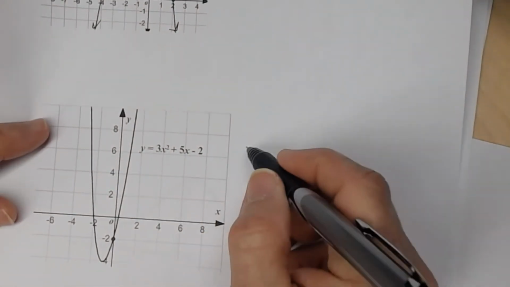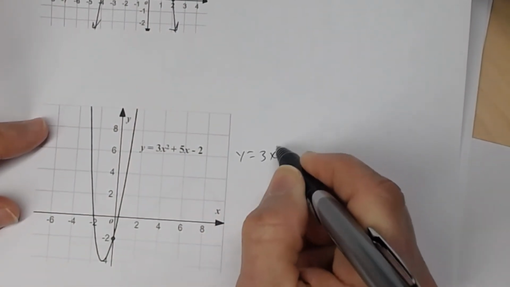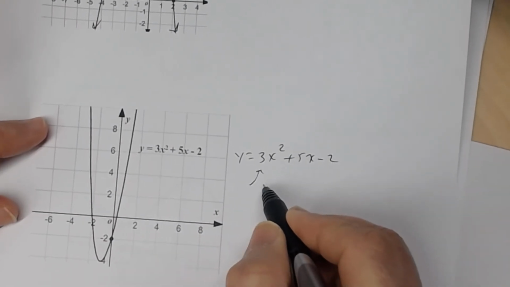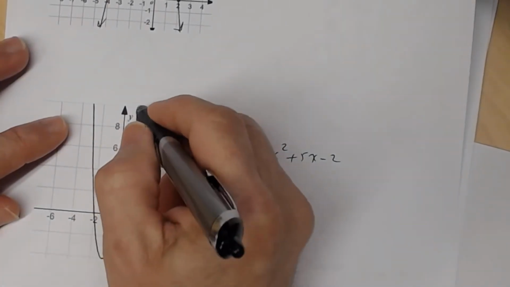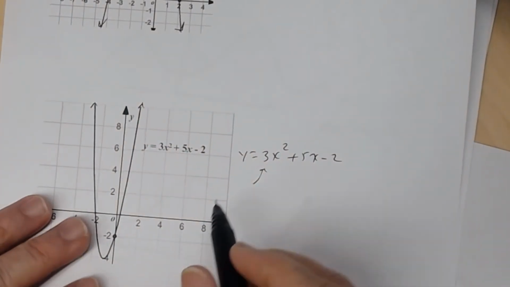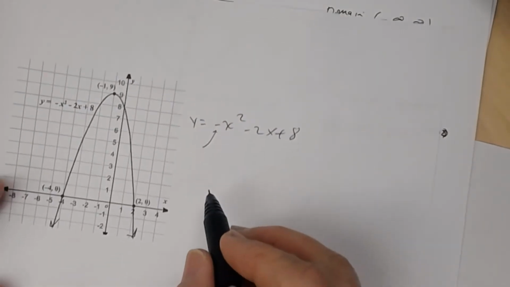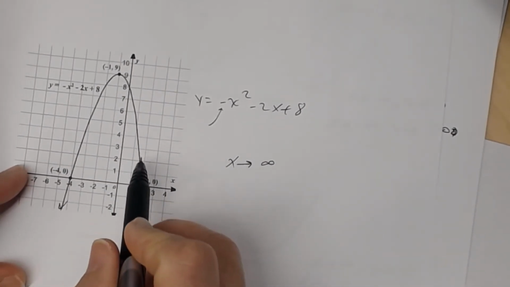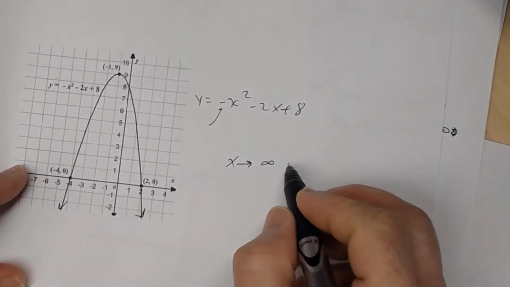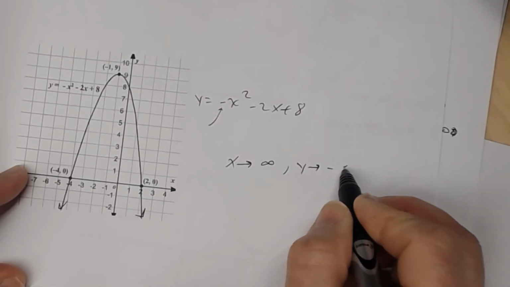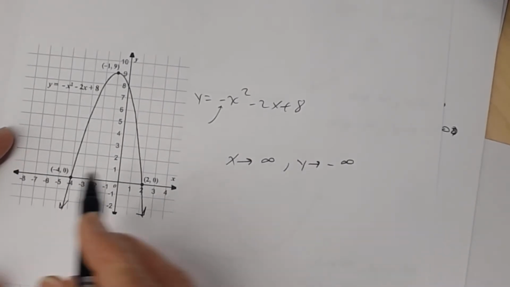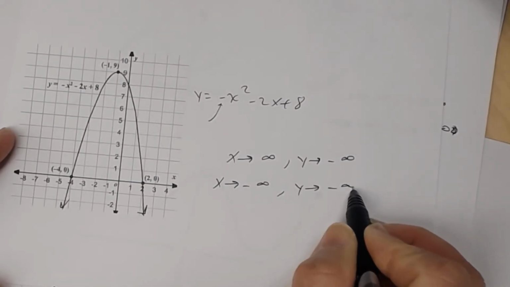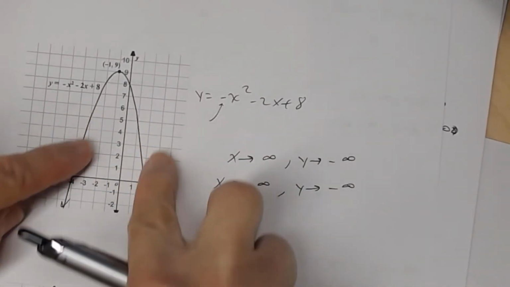Over here, this is y equals 3x squared plus 5x minus 2. Notice that this coefficient is positive, so the end behavior is that your graph is rising on both ends. For the first graph, as x goes to infinity, what are your y values doing? Your y values are going to negative infinity. As x goes to negative infinity, your y values go to negative infinity as well, because they're falling on both ends.